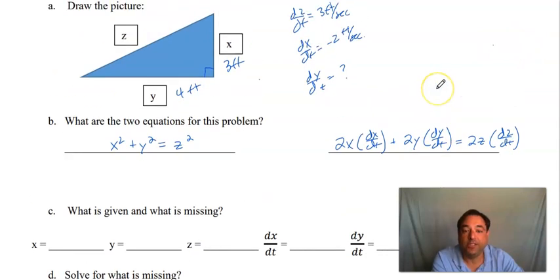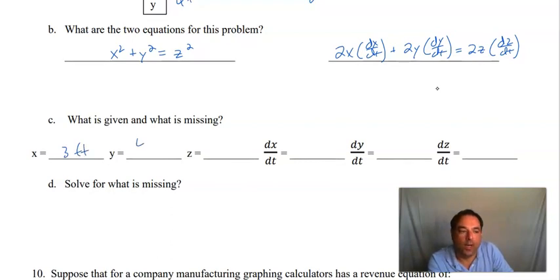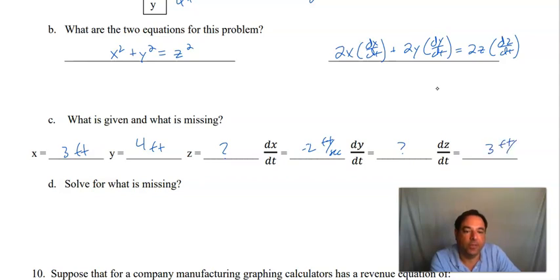Then we already started filling in what we know. And what we know is x is 3 feet, y is 4 feet, z we do not know, dx over dt is the negative 2 feet per second, dy over dt, that's the one we don't know, and dz over dt is 3 feet per second. Now we're going to use those 2 equations to find those 2 unknowns.